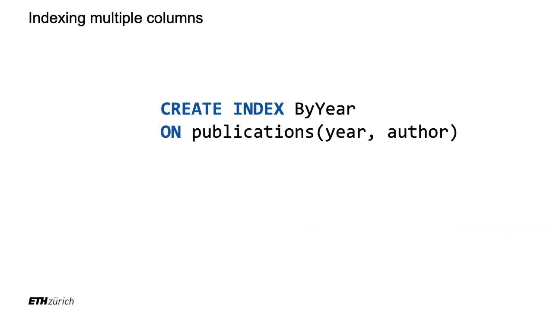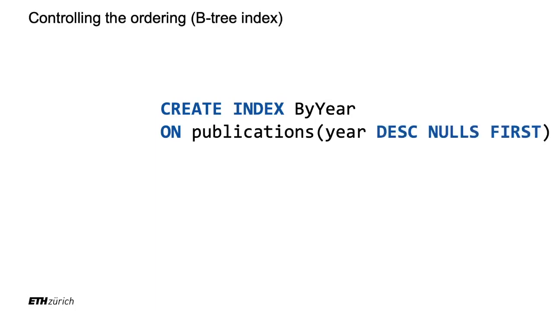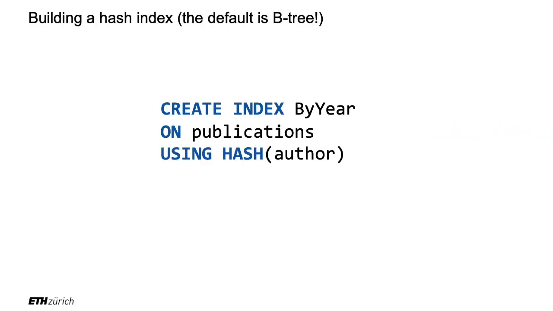All right. By the way, you can also have B+ tree indices on several fields like this, right? You can also specify the order because remember, there is some sorting in the index. So if you don't want it to be ascending, you can also specify descending. You can even say where the nulls are going to go if you want them first or not. And finally, if you don't like the B+ tree and you want a hash, then just say so, right? Yes?